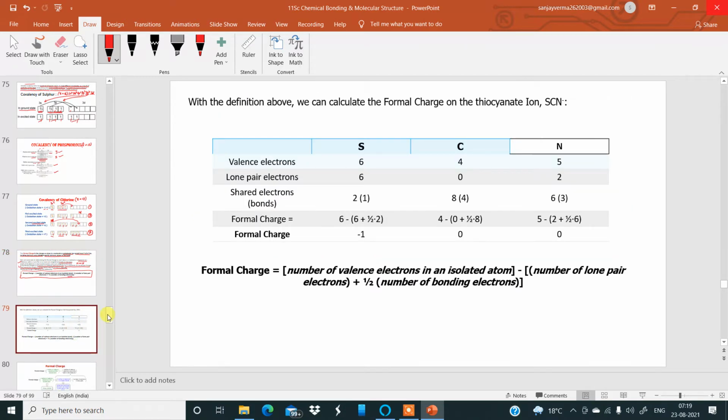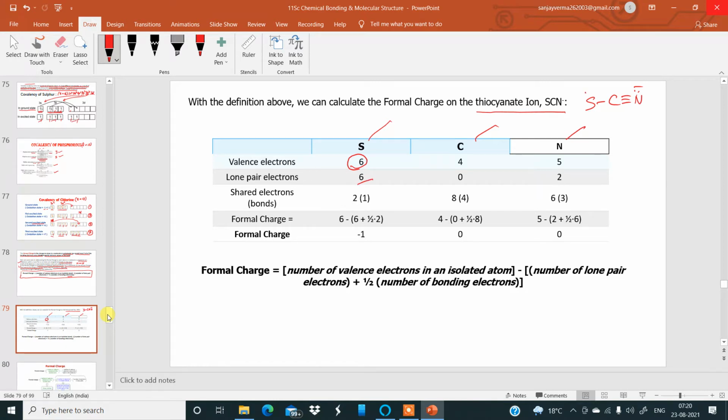Let us have a look at an example for the calculation of formal charges of all the atoms present in the thiocyanate ion. The formula is SCN, carrying a negative charge. Now sulfur belongs to group 6A, so valence electrons will be 6. The structure is S-C triple bond N, with the nitrogen carrying a negative charge like this. The lone pair electrons on sulfur are 1, 2, 3, 4, 5, 6.